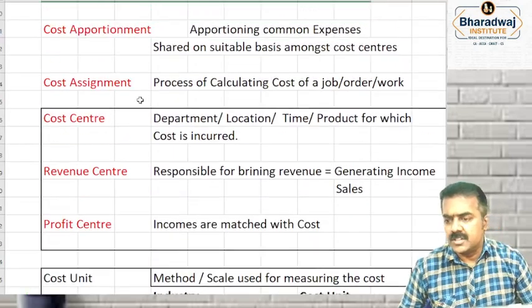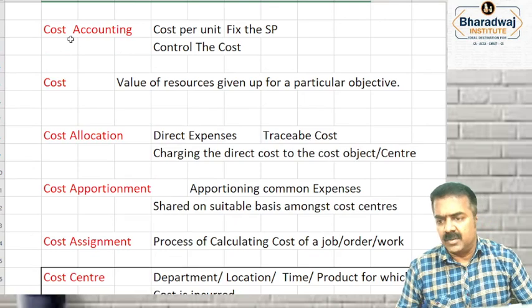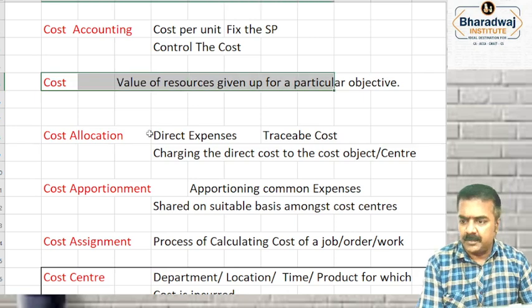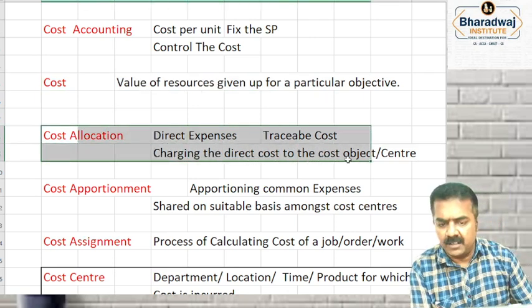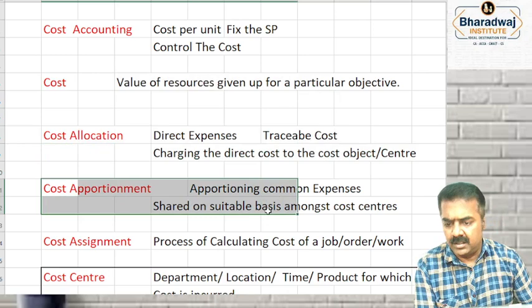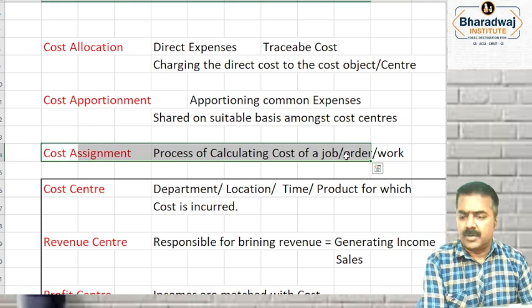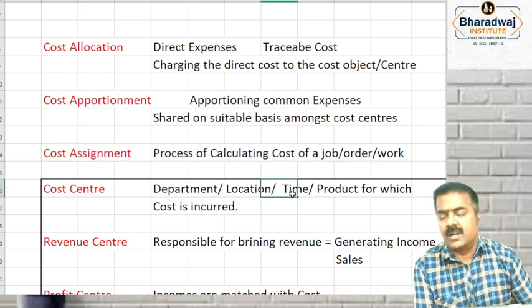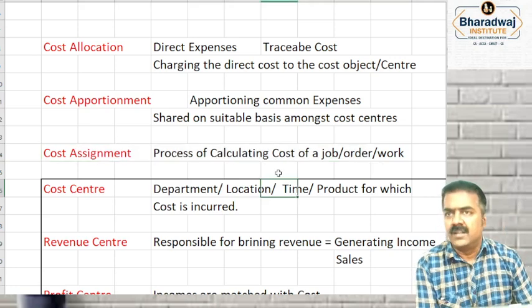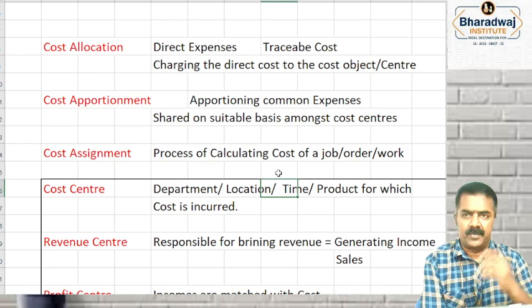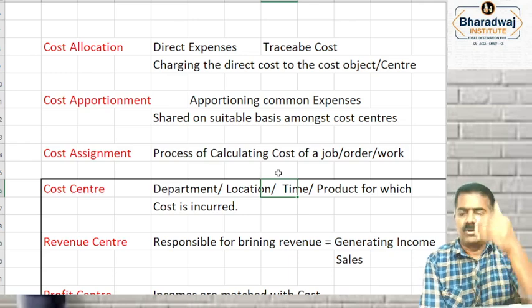So this is the first part in your costing. We had seen the meaning of cost accounting, what is the meaning of cost, what is the meaning of cost allocation, then the meaning of cost apportionment. Cost assigning means process of calculating the cost of a job or order work. For example, you go to a jewelry shop, you take a particular model and give an order, not purchasing ready-made. They will work out the cost.